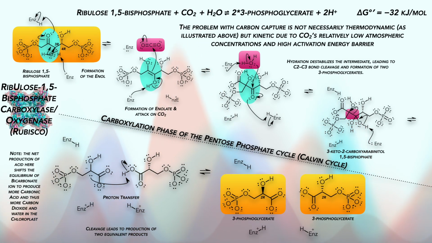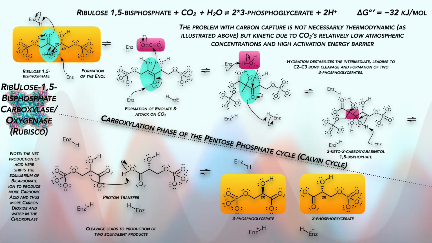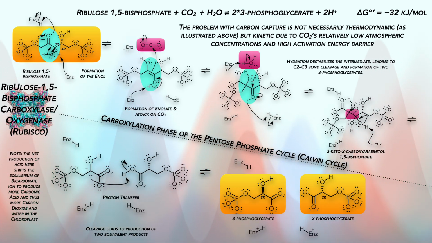Carbon fixation begins with ribulose 1,5-bisphosphate carboxylase oxygenase, Rubisco. This enzyme first removes a proton to form an ene-diolate from ribulose 1,5-bisphosphate. That ene-diolate is the carbon nucleophile. It attacks carbon dioxide and produces a 6-carbon carboxylated intermediate.